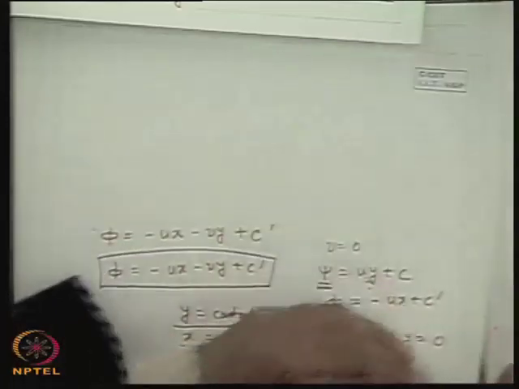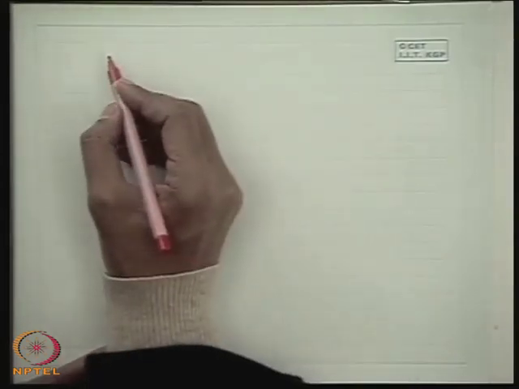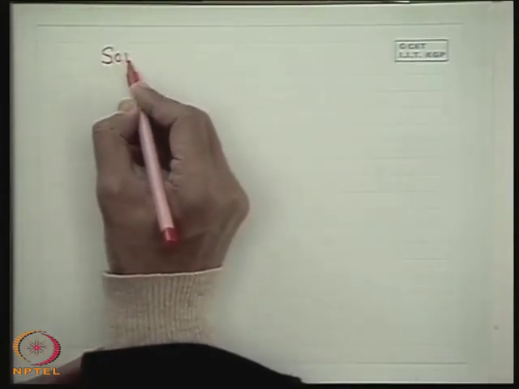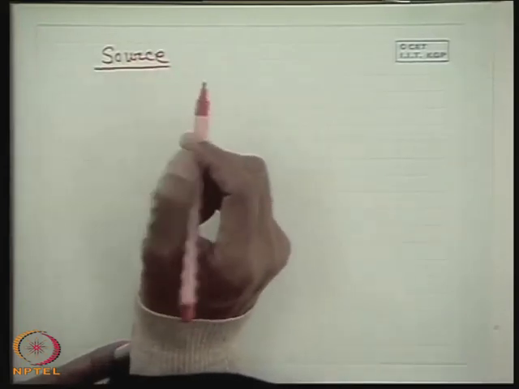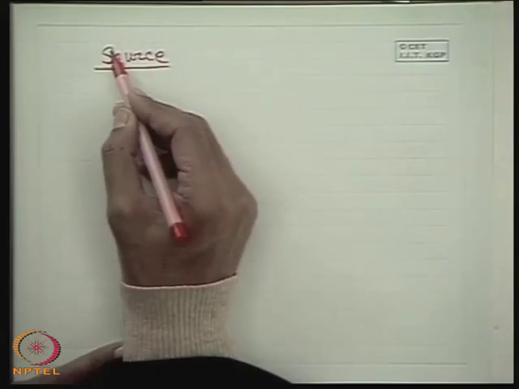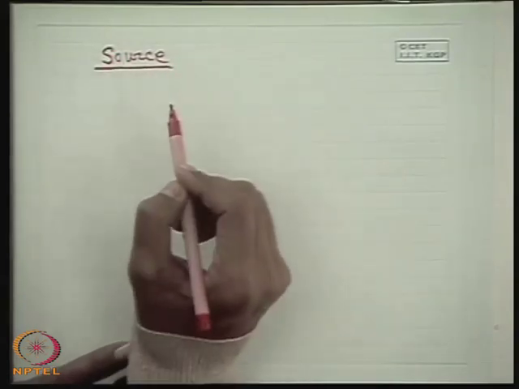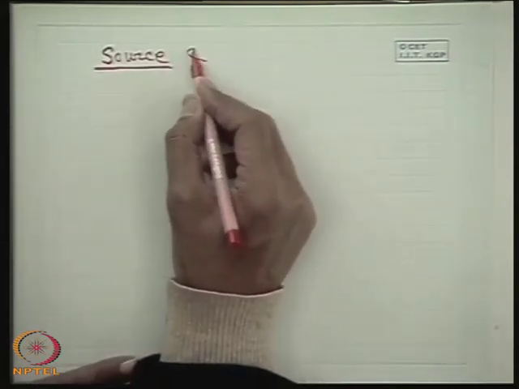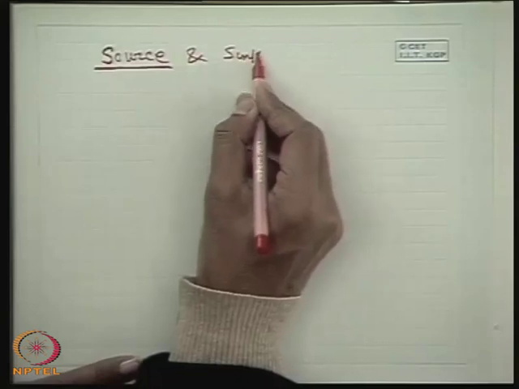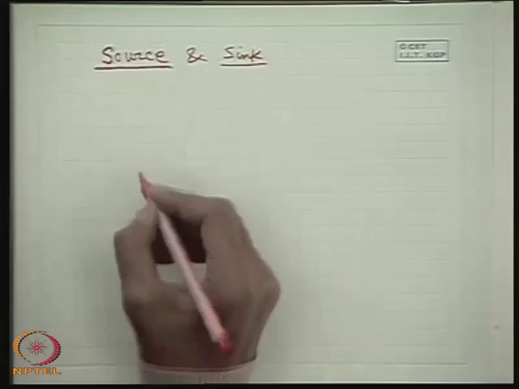All right. Now we come to another type of flow, that is source and sink. What is the concept of source, which is very important. We have already defined the vortex flows, so I am not going to repeat the free vortex and forced vortex flows, which constitute the flow of ideal fluids. Now source and sink. Source is defined like this.